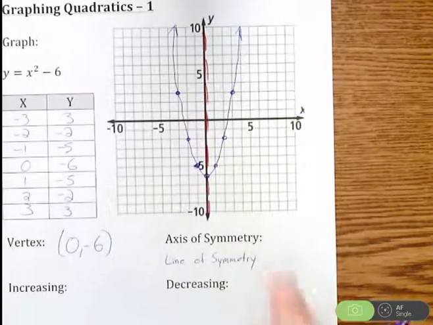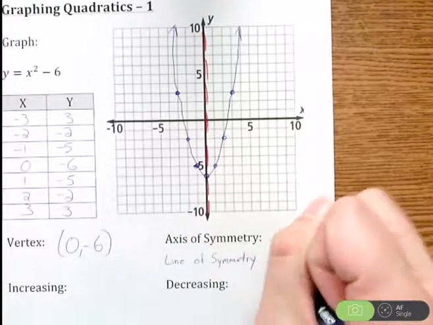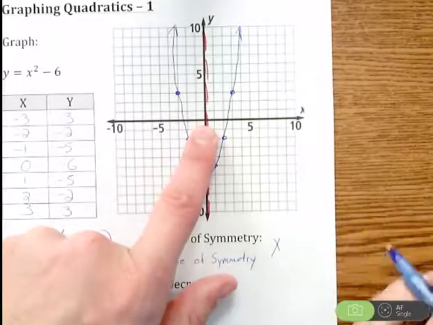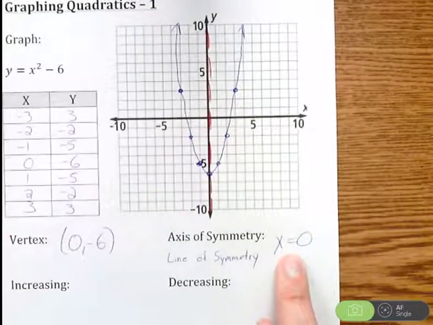So what we want with the axis of symmetry is that equation. And what it's going to be is we go through where x is 0. That would be the equation of the line of symmetry.